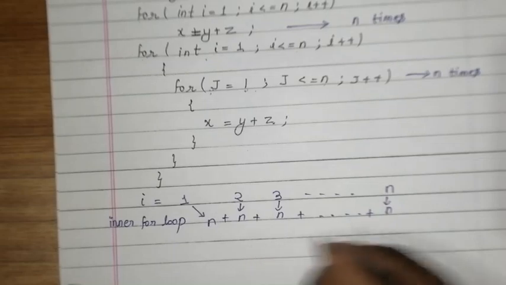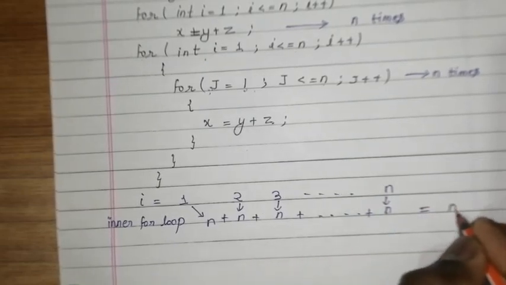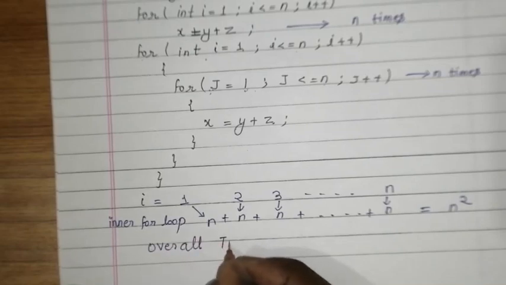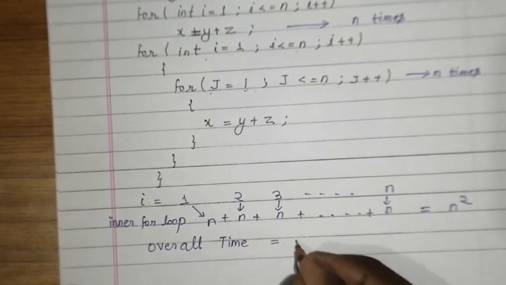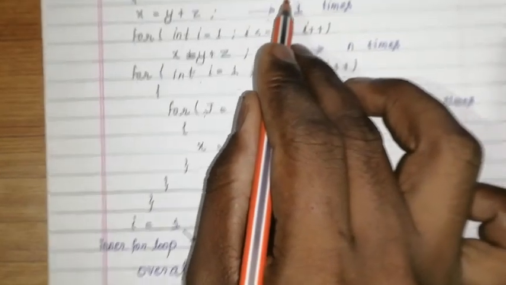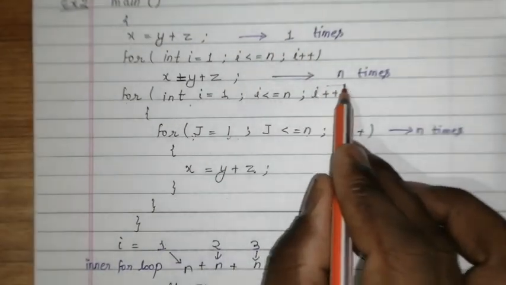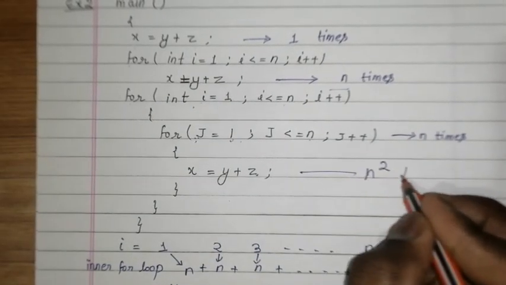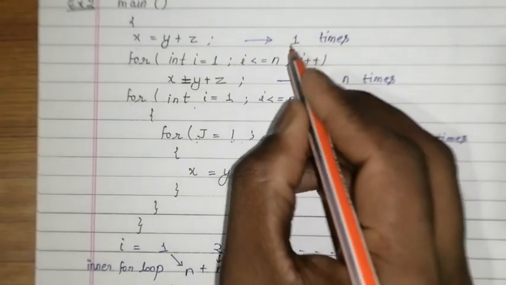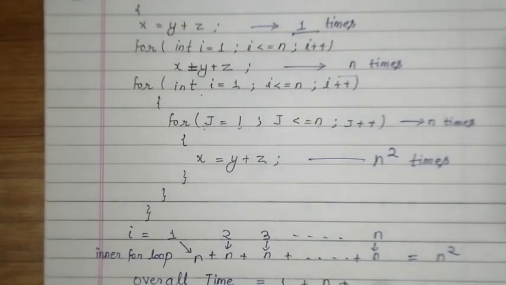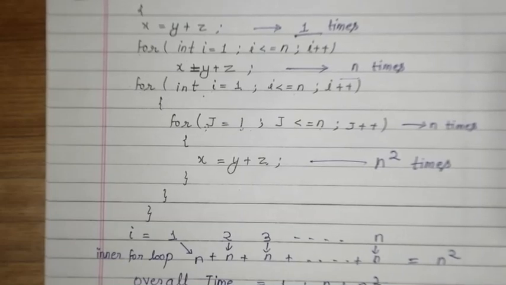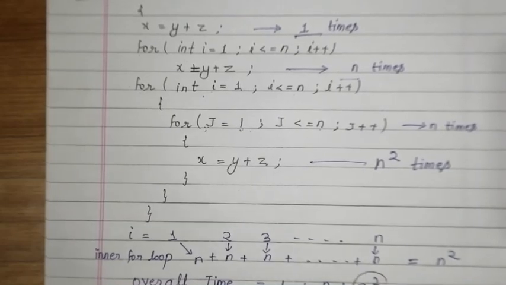So overall time for this part is n square. So the overall time taken by the program is 1 plus n plus n square, okay. Take the bigger one for the time complexity. Take the bigger component. Which is bigger? N square.